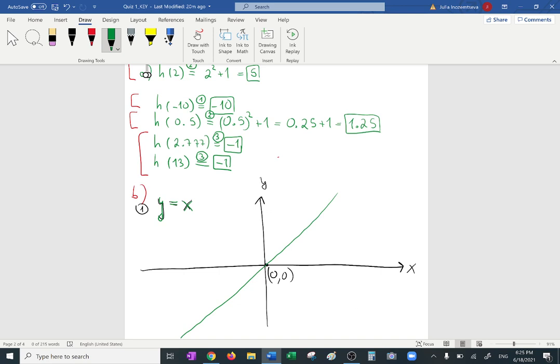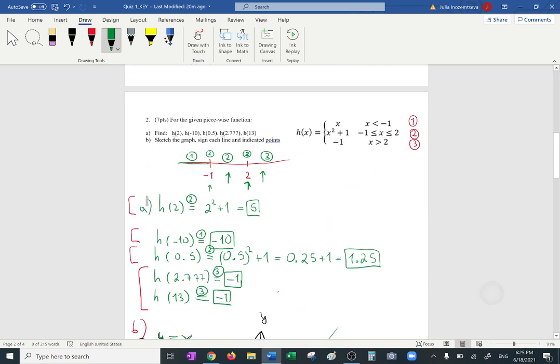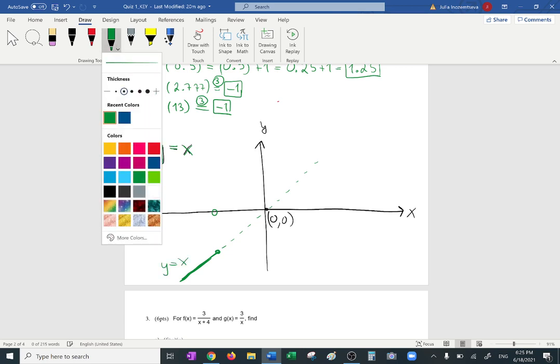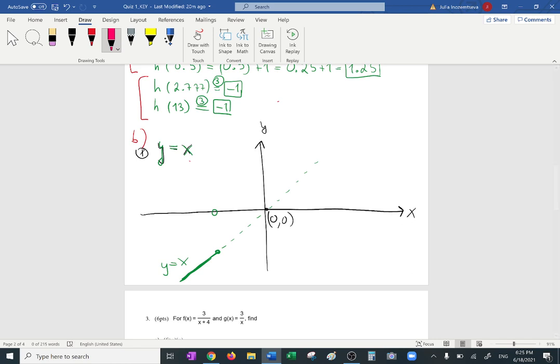But the thing is, we don't need all of it. We need this function only until -1 without including -1. So I will find -1 and only leave this part. The other part is not needed. Maybe I can do the dash part. Now in pink, let's do function number 2.